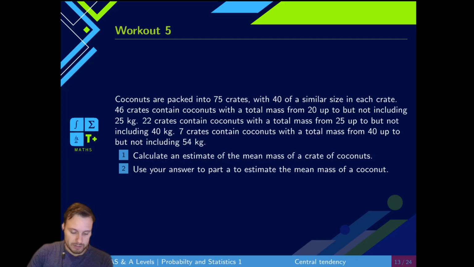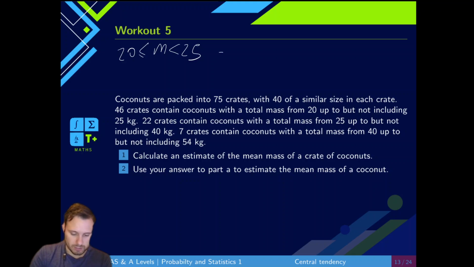So let's take a look at another example. This is quite a complete example, because we have coconuts packed into 75 crates. They all include 40 coconuts that have a similar size. And then we are told some information. I'm going to try to write it down. We have 46 crates that have a mass up to 20, but not including 25. So we can write it maybe something like this. Let's call the value m. So this would be greater than or equal to 20 and less than 25.